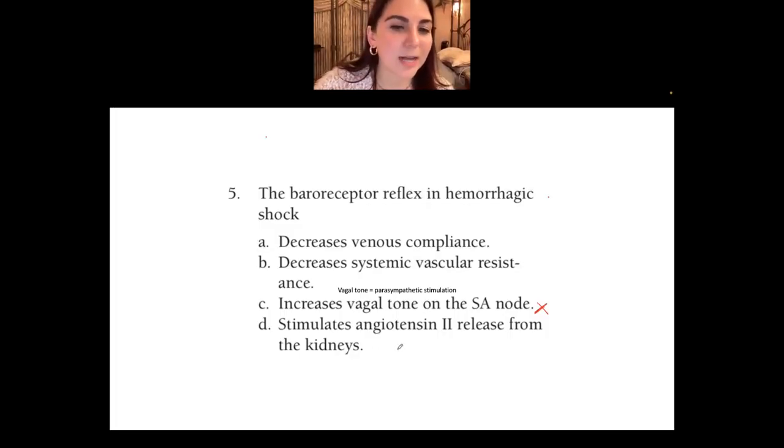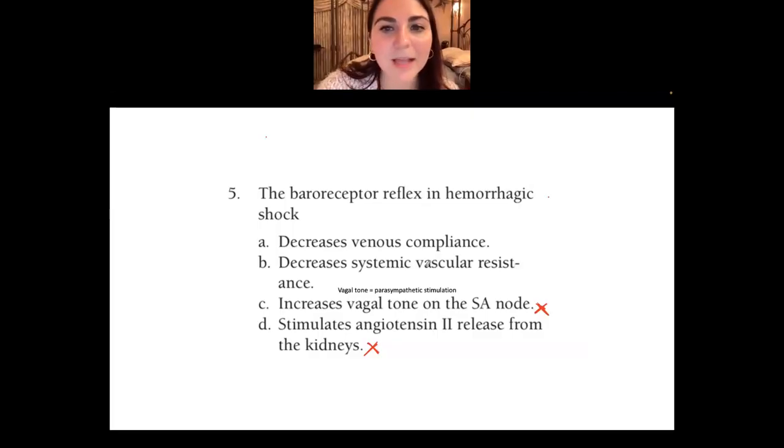This D is your classic trick question. Angiotensin 2 does get released, but it doesn't get released from the kidneys. Really tricky. Renin gets released from the kidneys. So if this said stimulates renin release from the kidneys, this would be correct. Angiotensin 2 gets converted by ACE, which is actually in the lungs, shockingly. ACE is in the lungs. Who knew? Well, COVID knew because it binds to ACE.